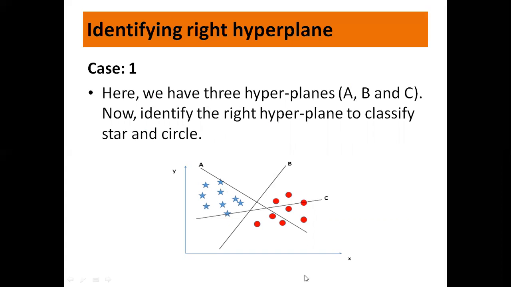If you look at A, it is not classifying that properly. You can see there is misclassification of circles lying on this side where the stars are classified. If you look at C, again there is a misclassification here. Circles belong to this side of the class rather than this side. So which is the correct one? If you look at the hyperplane B, it is clearly classifying the circles and the stars distinctly. Is it fine?